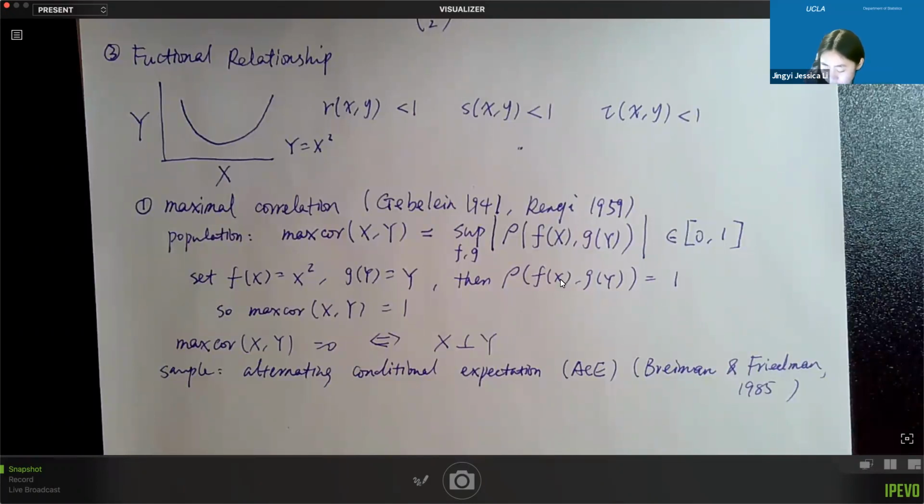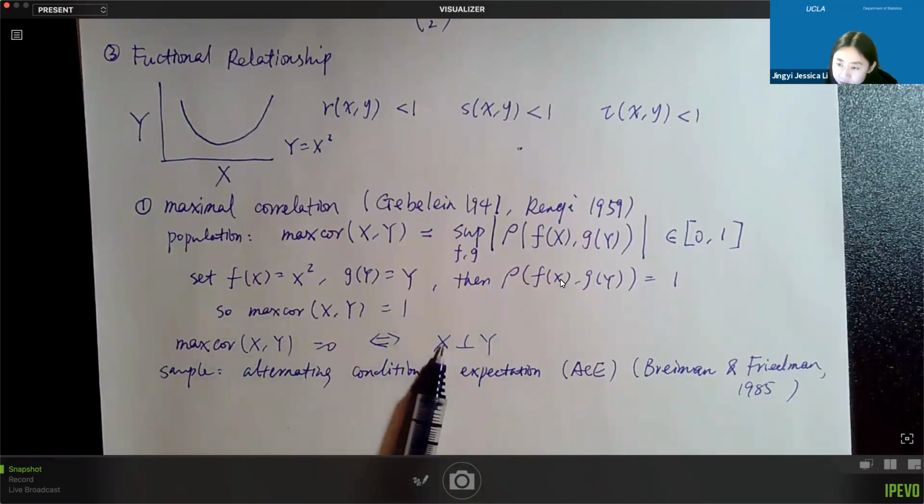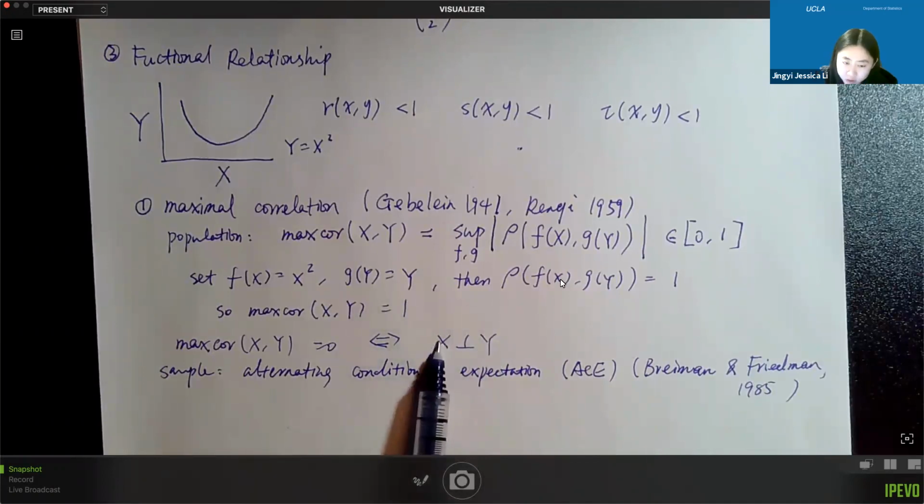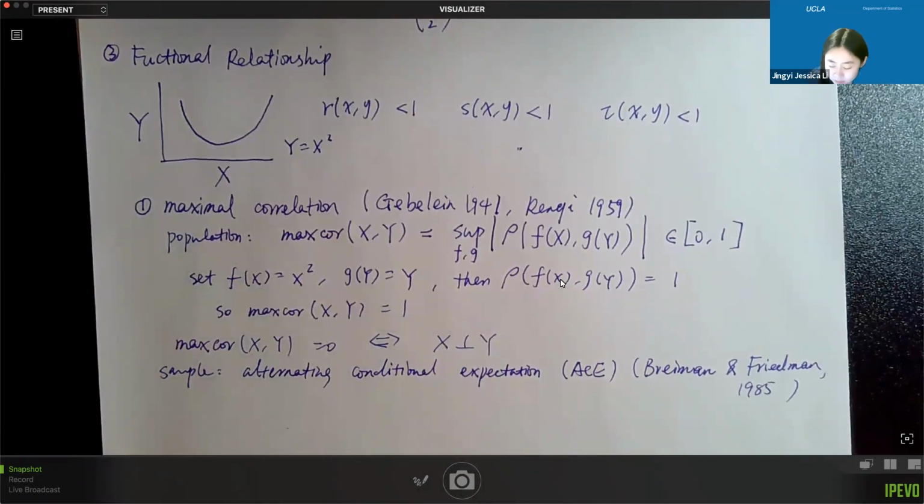And also a nice property about this definition is that whenever you have maximal correlation equals 0, you can claim that your two variables are independent. Here, the independence is in the probability sense, which means that conditioning on one random variable, the distribution of the other random variable is not changed, no matter how you change the variable being conditioned on. So that's the rigorous definition of independence. And maximal correlation has that equivalence with independence.